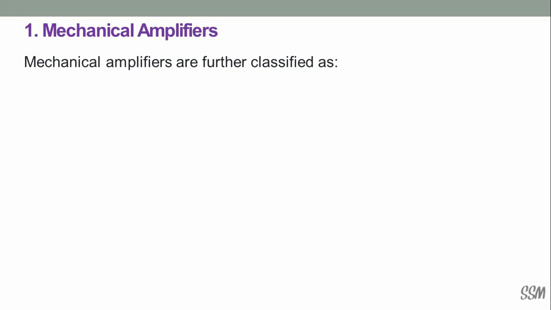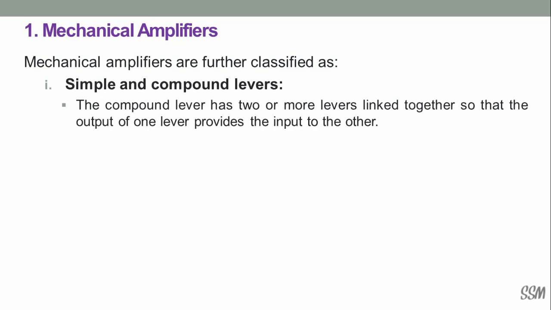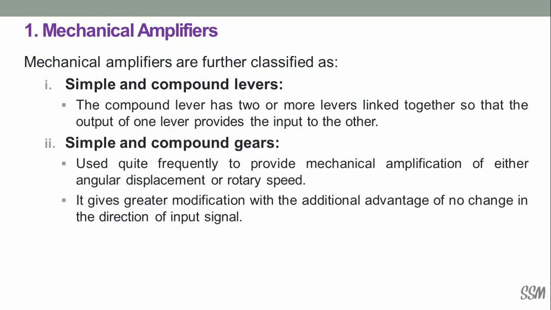Mechanical amplifiers are further classified as simple and compound levers. The compound lever has two or more levers linked together so that the output of one lever provides the input to the other. Simple and compound gears: simple and compound gear arrangements are used quite frequently to provide mechanical amplification of either angular displacement or rotary speed. A compound gear arrangement gives a greater magnification with the additional advantage of no change in the direction of the input signal.